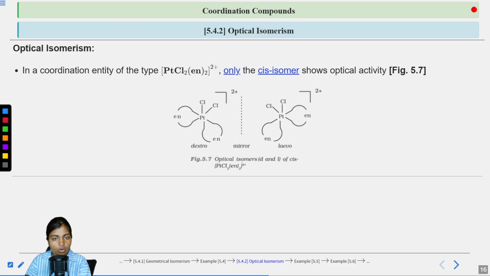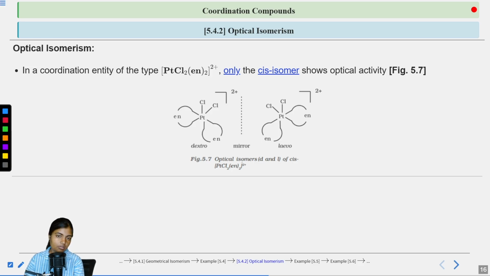So it is showing the optical isomers, dextro and levo form, of the cis platinum Cl2 En whole twice whole 2 positive complex. Okay, so cis form of this complex. Cis form means, remember, this is MX2LL2 type, where LL is a bidentate ligand. And you can arrange the chlorine either in the adjacent form to get the cis, or opposite to each other to get the trans form. So the cis isomer of this complex is going to show the optical activity.